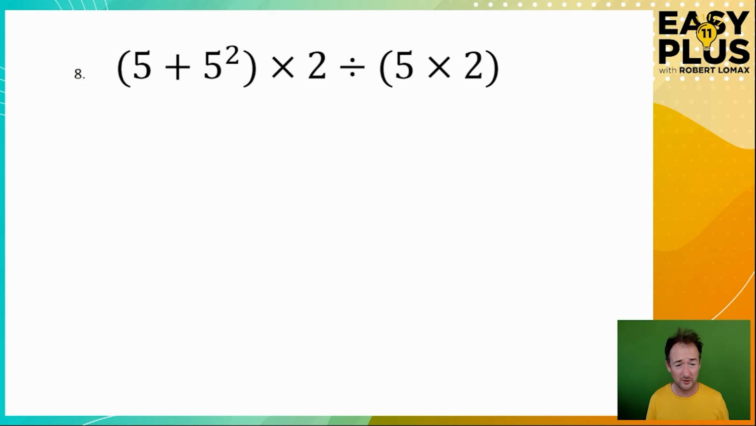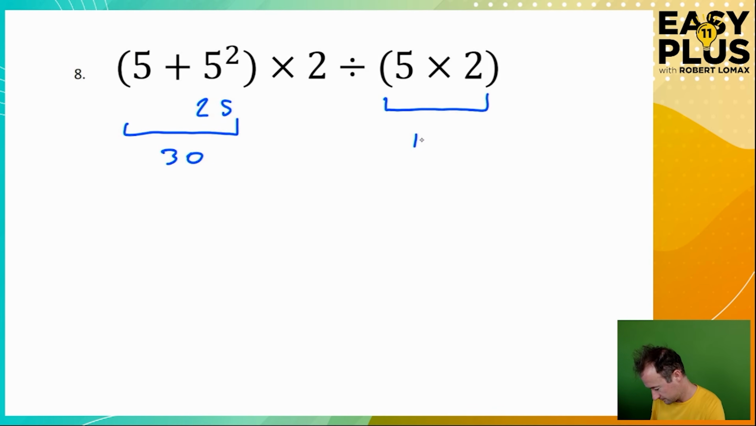Here once again we've got a question using the same set of numbers, but with some brackets to mess things up for us. So first of all we have to work out 5 plus 5 squared, but in fact before that we need to know what 5 squared is. So that first bracket is worth 30. Let's look at the other bracket. So now we've got 30 times 2 divided by 10.